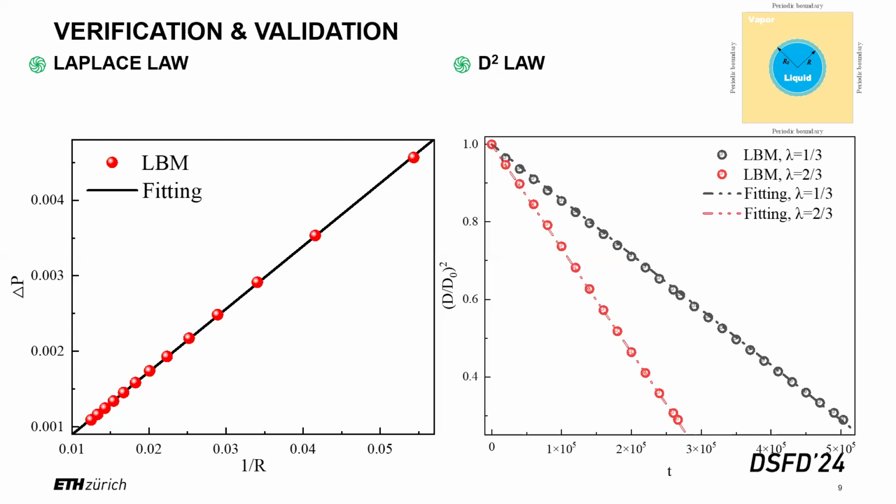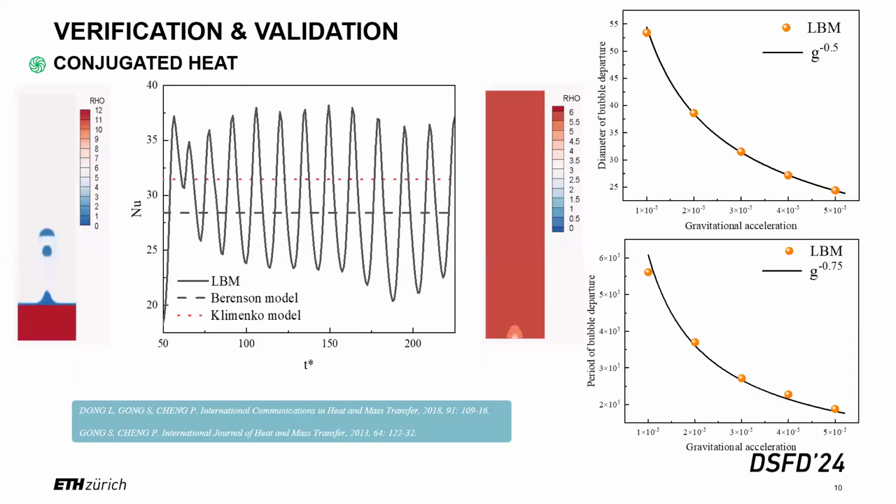decreases with the time. And then for the conjugate heat transfer, in the left case we set the heating block at the working fluid regions. By comparing the Nusselt number, we can find the simulated result is consistent with the experimental model with the error of less than 5%. And for the second case, we set the heating region with five lattice lengths at the bottom to generate a bubble. By comparing the period and the diameters of bubble departure with the experimental model, we can find they are agreeable with each other.